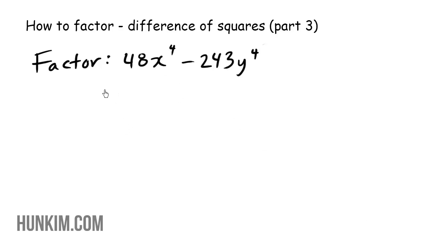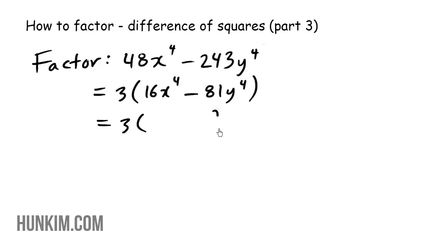And it sure helps to have a calculator. Using your calculator, you can pull out a 3. 48 divided by 3 is 16. So we have 3 times 16x to the 4, which is 48x to the 4, minus 243 divided by 3 is 81. So we have 81y to the 4th. Now this here kind of looks suspicious. It kind of looks like a difference of squares type question. So let's try by breaking it down to the two brackets.